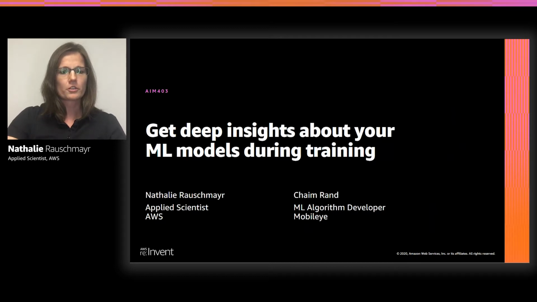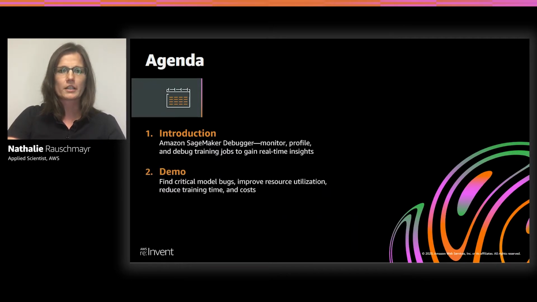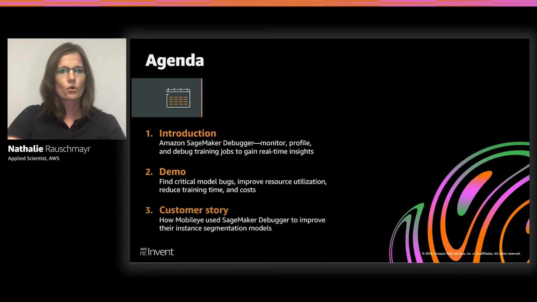Let's have a brief look at the agenda. In the first 5 minutes, I will give a high-level overview of what Amazon SageMaker Debugger is, and then I will jump straight into the demo where I will show you how you can use Debugger to find critical model bugs, improve resource utilization, and reduce training time and cost. Then Chaim will take over and show us how Mobileye has used SageMaker Debugger to improve state-of-the-art instance segmentation models.